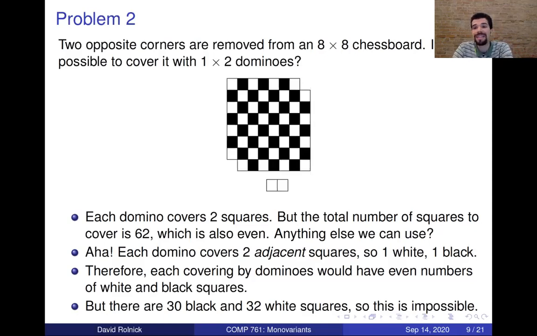We aren't saying they fail because we tried all the possibilities. This is just super swift and super slick. No matter how we place the dominoes, they're going to cover the same number of black and white squares. That's our invariant, or the difference between the number of black and white squares covered is our invariant. And since the difference starts out at 0 and needs to be 2, then we're done.